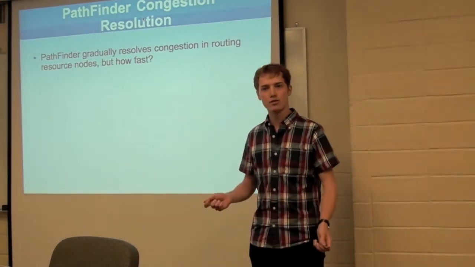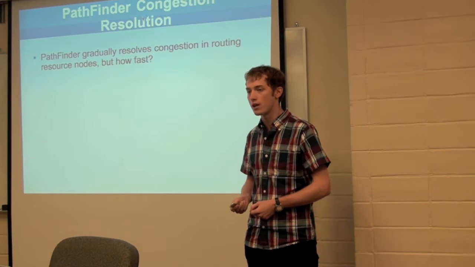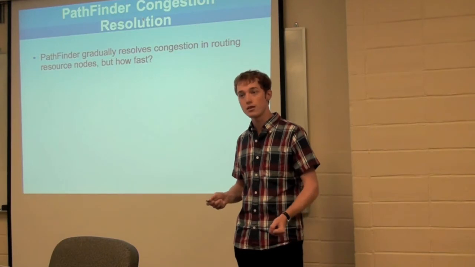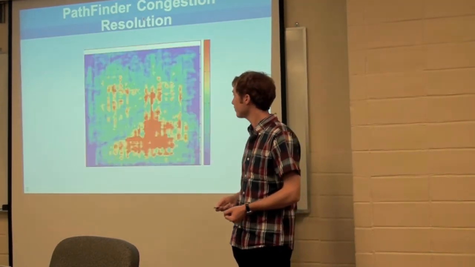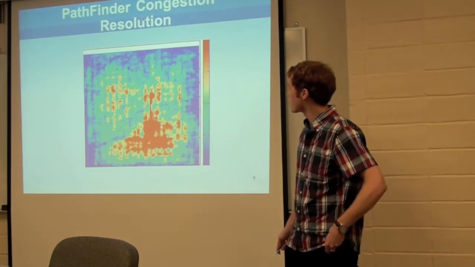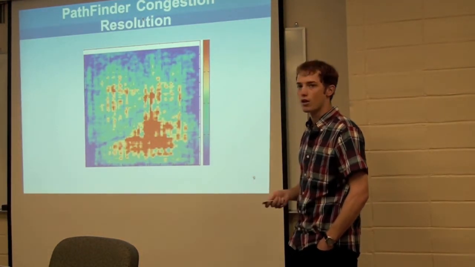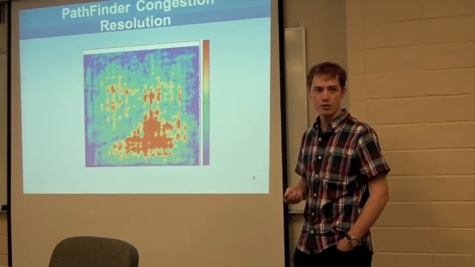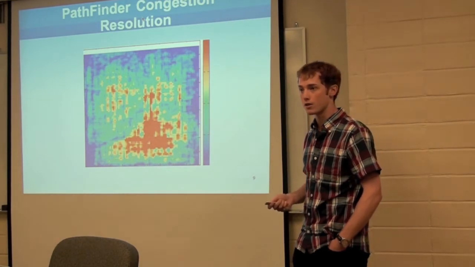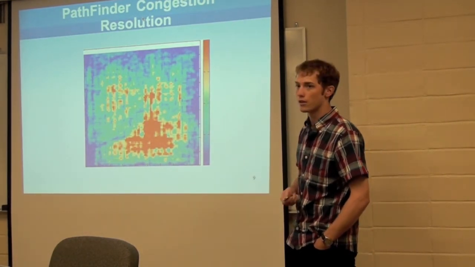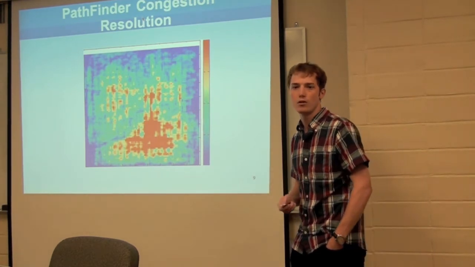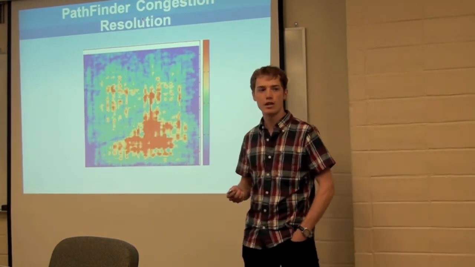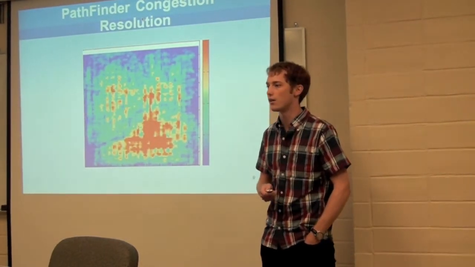Okay, so we know that Pathfinder gradually resolves congestion and eventually comes to a short-free solution. But the question is, how fast does it do this? And does it do this efficiently? This figure here shows the congestion across an FPGA. The red here is the routing resources that are overutilized, so a lot of different signals are using these routing resources. And the dark blue is the routing resources that are maybe not used at all or only used by one or two signals. And this is after one PathFinder iteration, so congestion hasn't been taken into account at all by PathFinder.